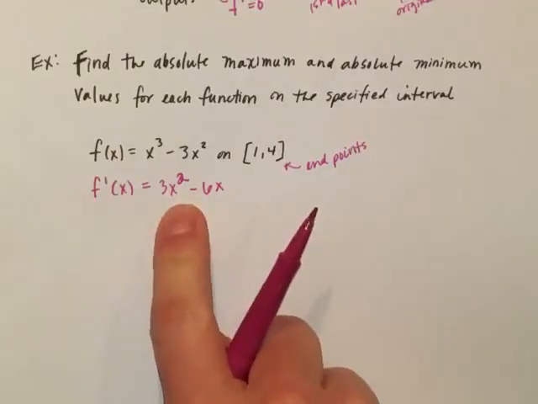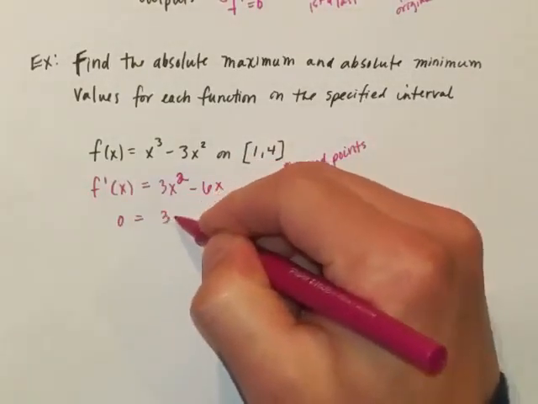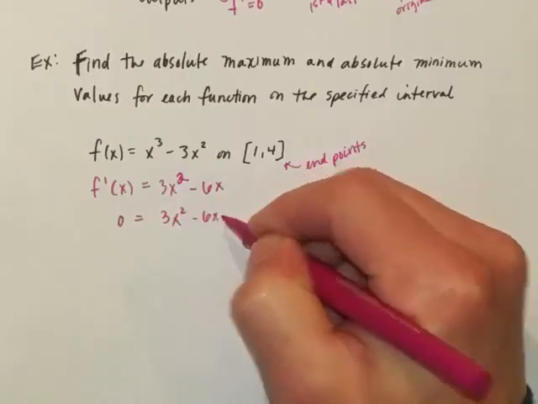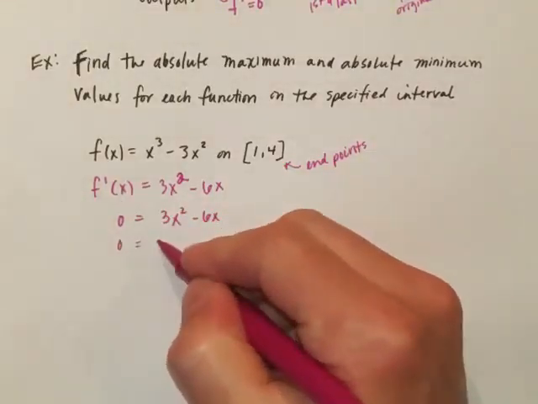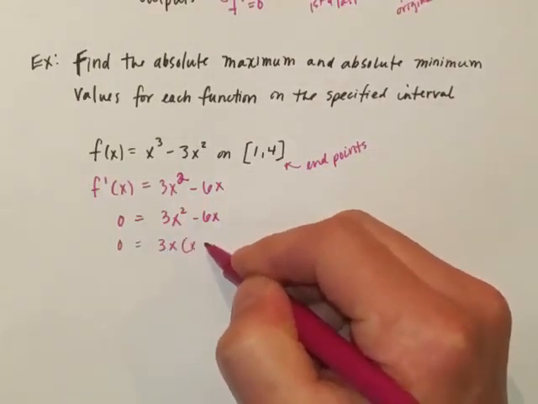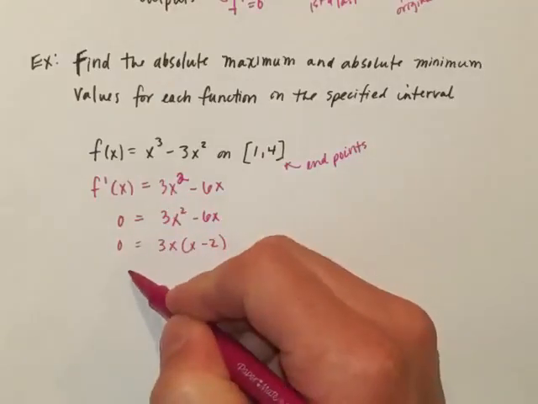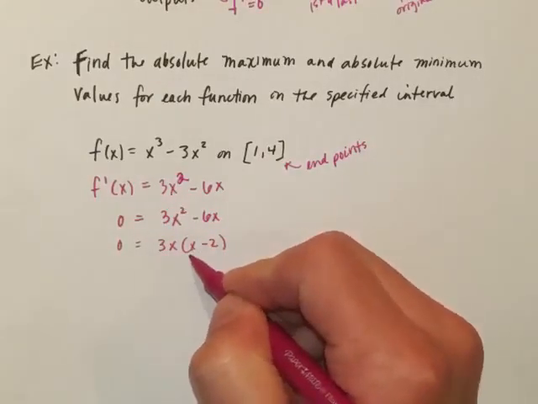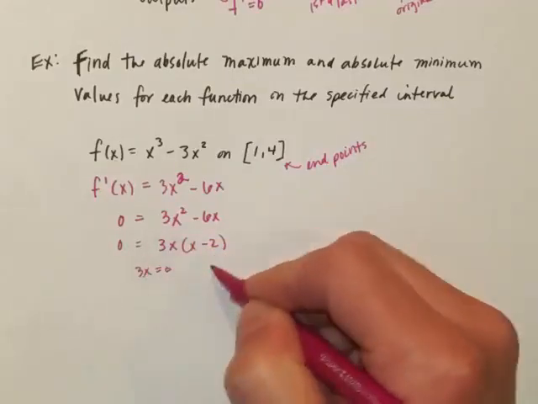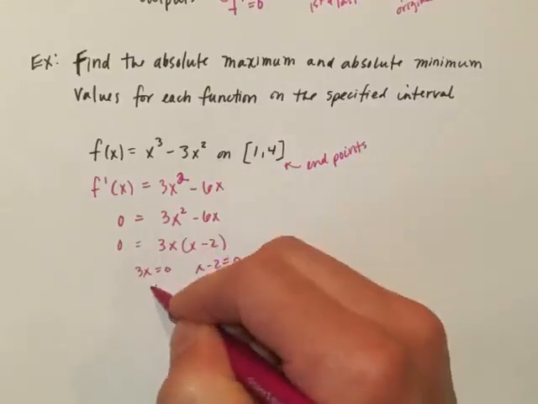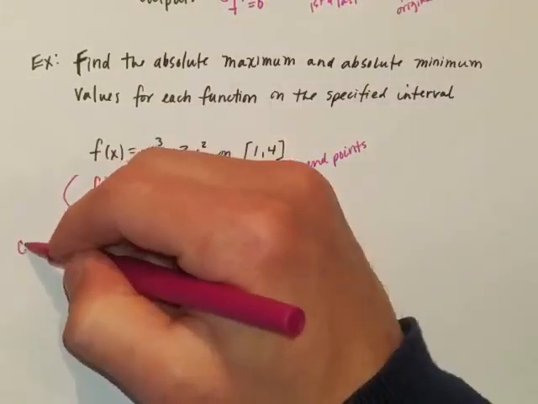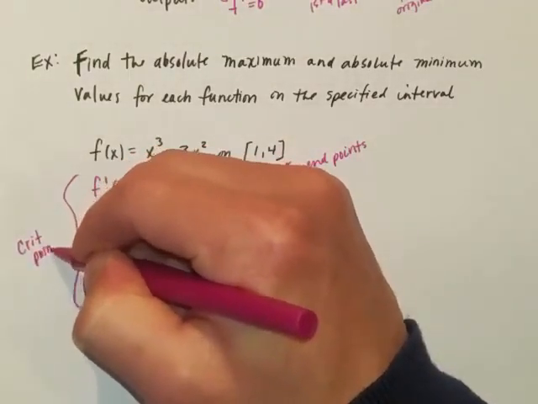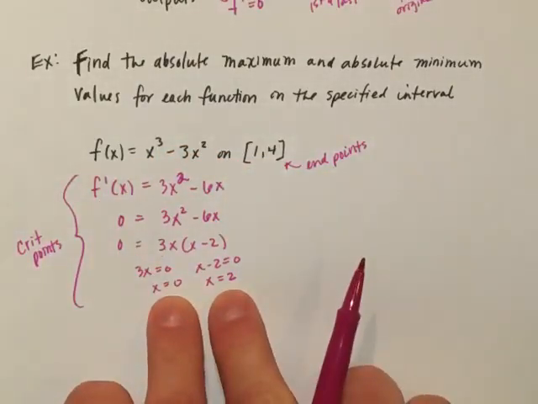So I found my derivative. I'm going to set that equal to 0 to find my critical values, and I'm going to solve this by factoring. There's a GCF here of 3x, so that leaves us with x minus 2. Then we break up each of these factors and set each equal to 0. I'm actually going to show my steps here, and I get x equals 0 and x equals 2. So now those are our critical values. Off to the side, I'm just trying to find my critical points, which are going to be 0 and 2.